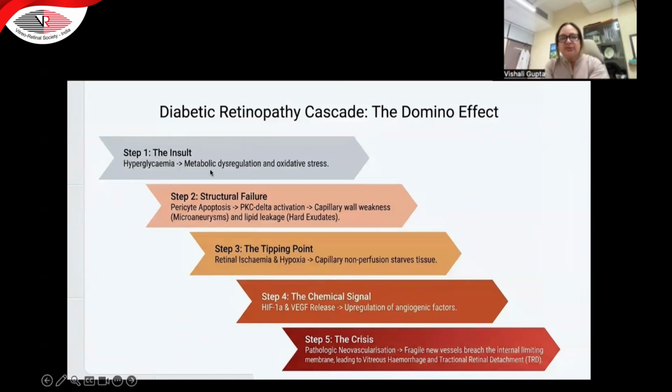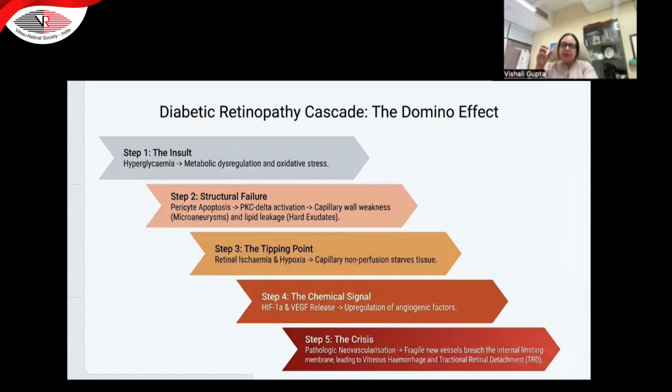Now, what happens due to these things? Within the retina, there are two phenomena which happen. The first phenomenon is that of leakage, and the second is that of ischemia. So let's first look at the leakage part. Normally there are pericytes, which are the cells in the capillary wall. They get affected due to hyperglycemia. This results in the weakness of the capillary wall and leakage, what we call macular edema.